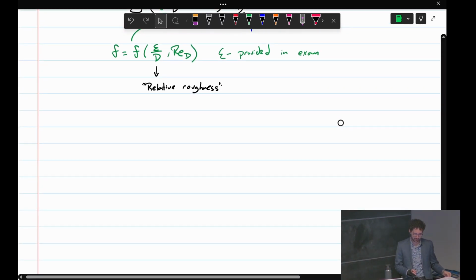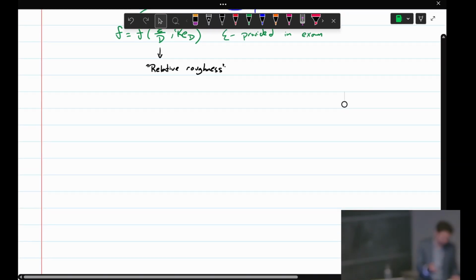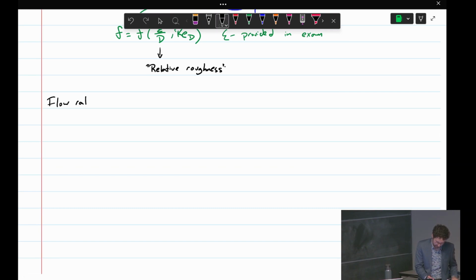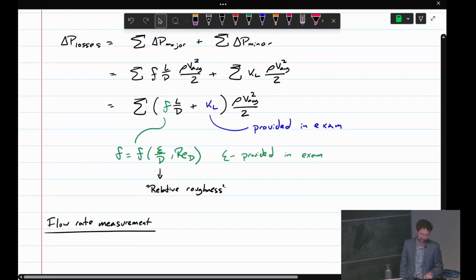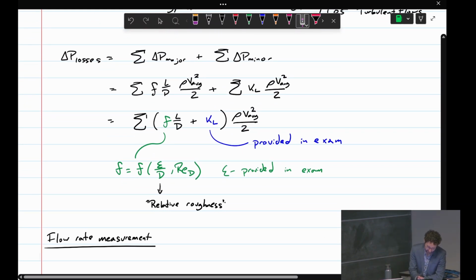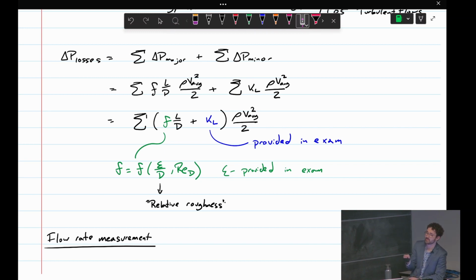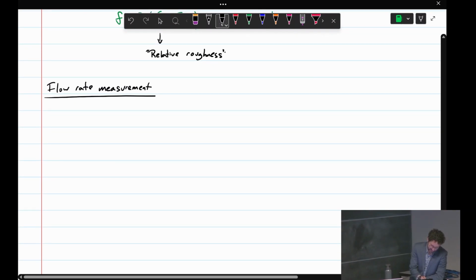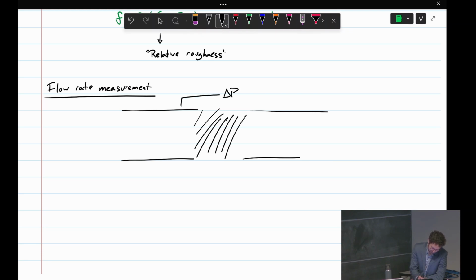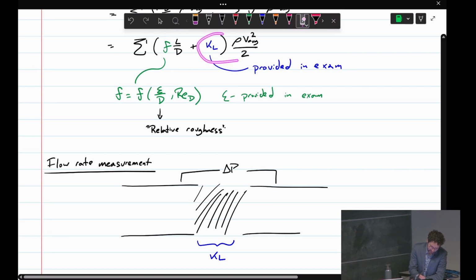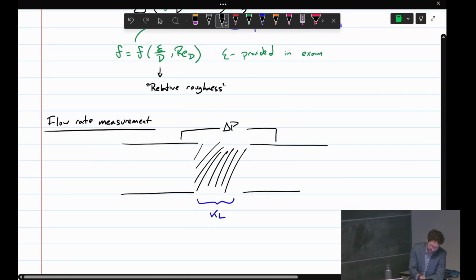I'm going to do one more concept and then give you some time for the survey. The last thing we talked about in internal flows was flow rate measurement. The rough idea behind flow rate measurement was that if we already know the loss coefficient of something and we measure the pressure drop across it, we can determine the velocity. If you have something in your pipe, and you know the pressure difference and this thing has a certain loss coefficient, the minor losses are just KL rho V squared over 2. So if you know delta P, you can get the velocity.